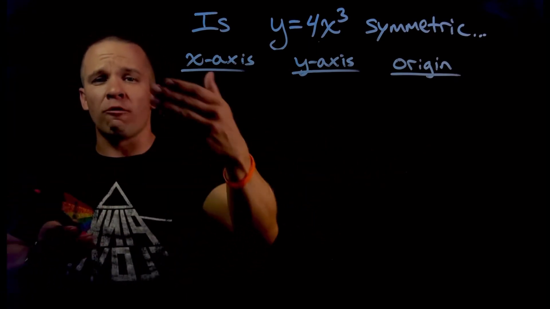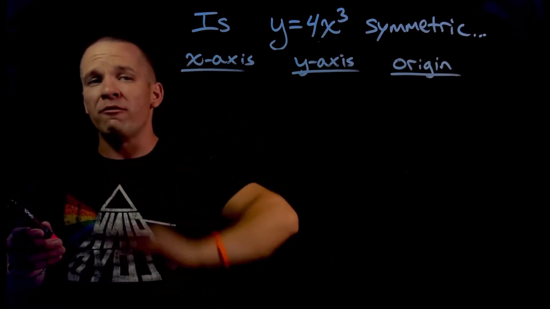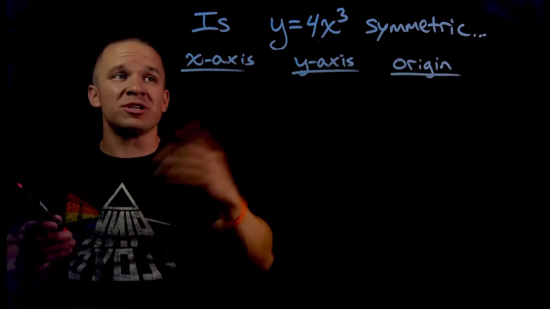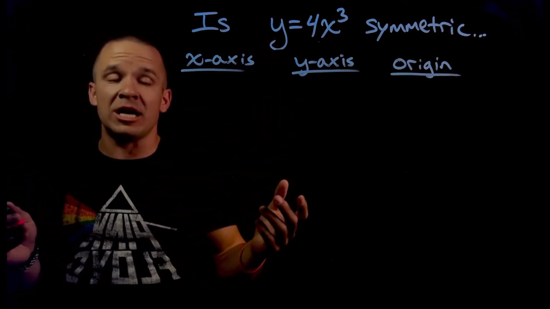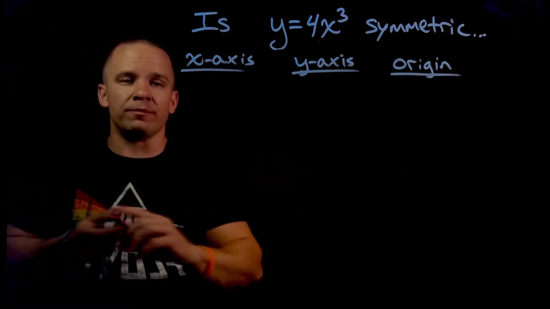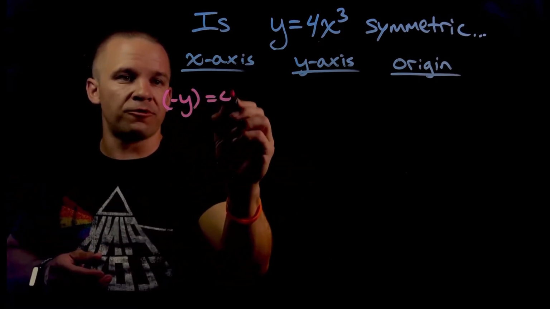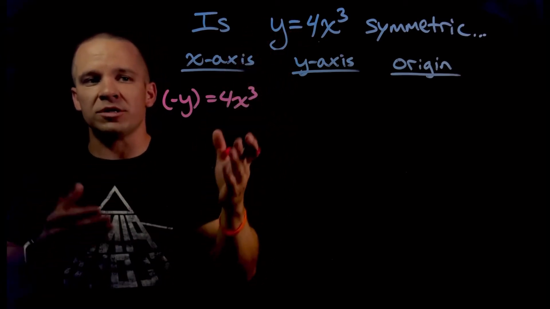Well, if it's symmetric over my x-axis, that means my same values need to appear both above and below that x-axis, meaning my y value is going to be changing sign. So what we're going to do is change that y to a negative y, and see if the equations are still equivalent. Well, if I do negative y equals 4x to the third, is that still going to be the same equation as the original?